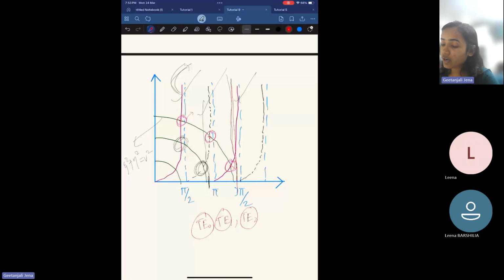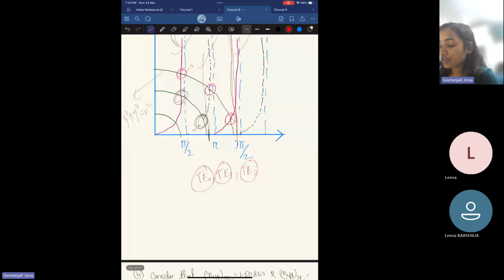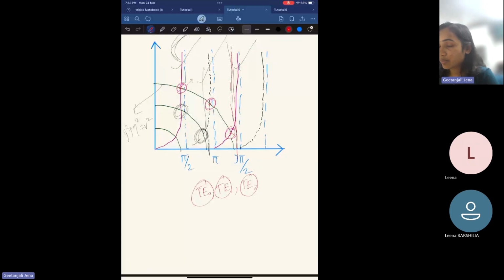To find out which point corresponds to T0, T1 and T2, you just remember the concept that the propagation constant of T0 is always greater than T1, then greater than T2. So beta 0 is greater than beta 1 is greater than beta 2. From that, you can relate it to the V parameter, and you can also relate it to zeta, to find out the location of T0, T1 and T2.